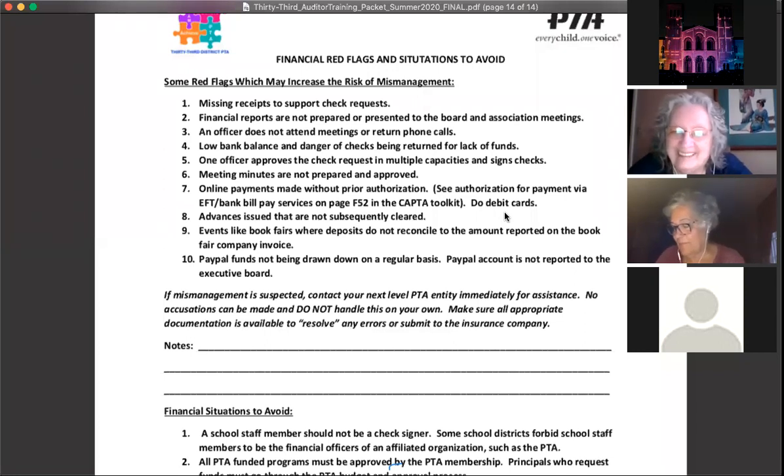So we got that one taken care of. Don't do debit cards. No debit cards. Remember, the reasoning is all expenditures have to have two signatures. All expenditures have to have board approval pursuant to a budget, and ratification by the association.